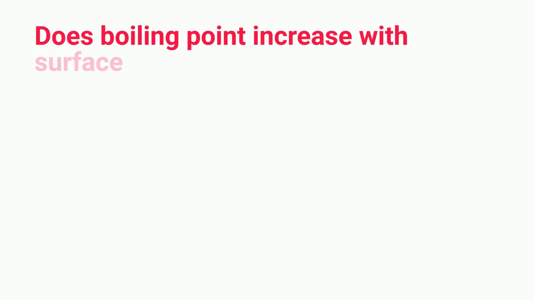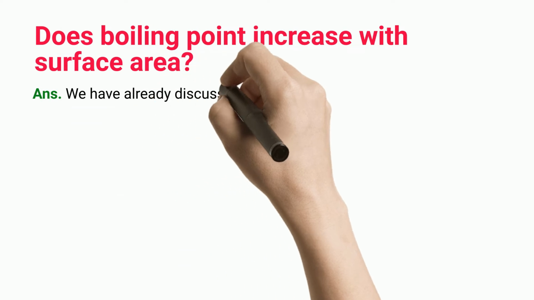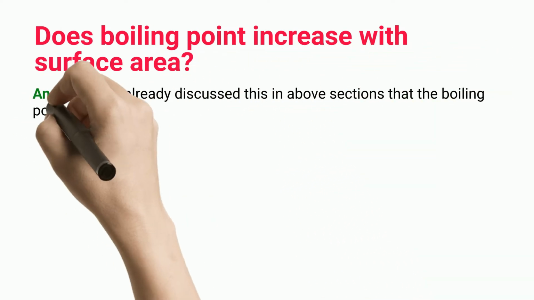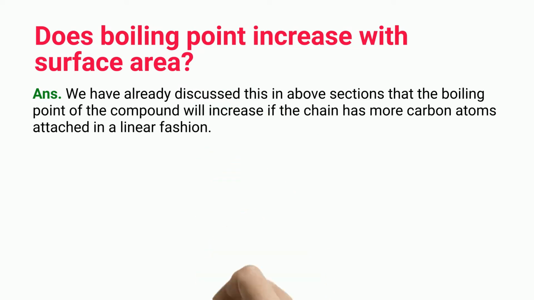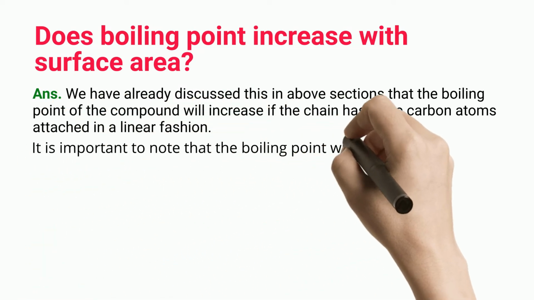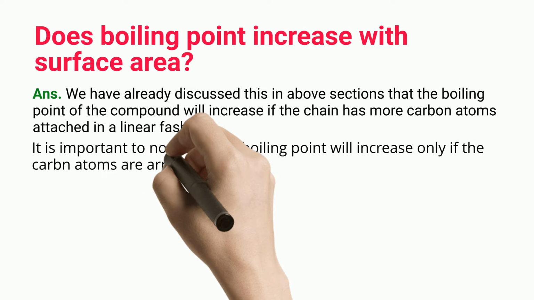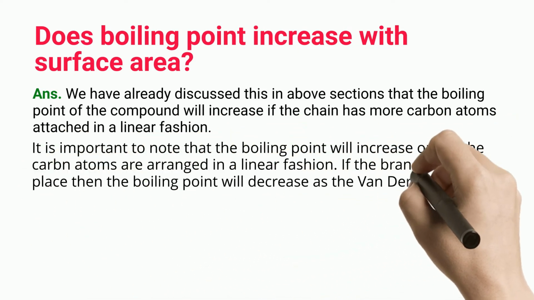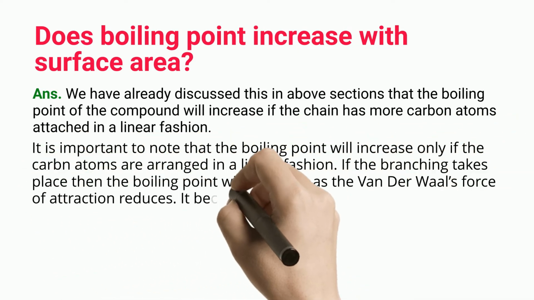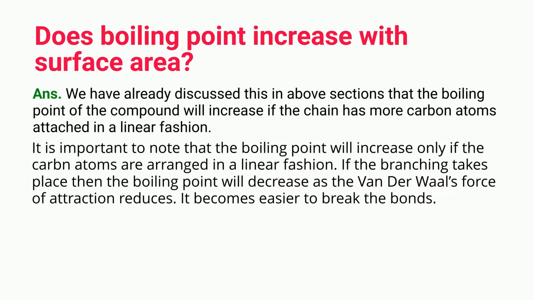Does boiling point increase with surface area? We have already discussed this in above sections, that the boiling point of the compound will increase if the chain has more carbon atoms attached in a linear fashion. It is important to note that the boiling point will increase only if the carbon atoms are arranged in a linear fashion. If the branching takes place, then the boiling point will decrease as the van der Waals force of attraction reduces. It becomes easier to break the bonds.